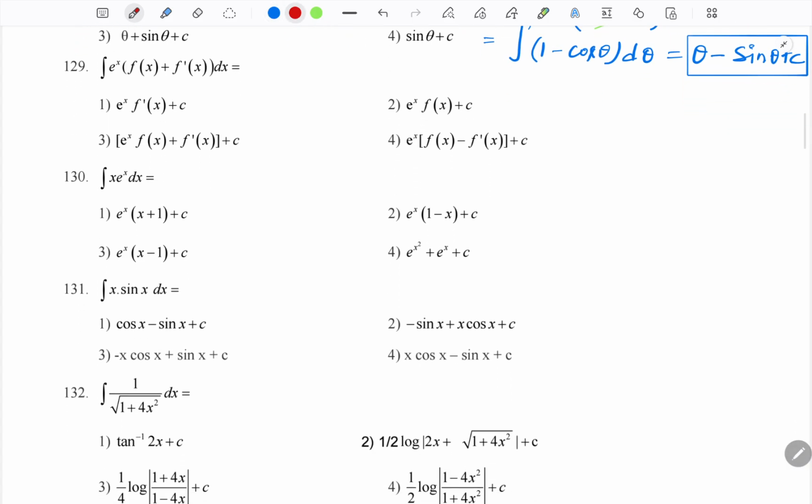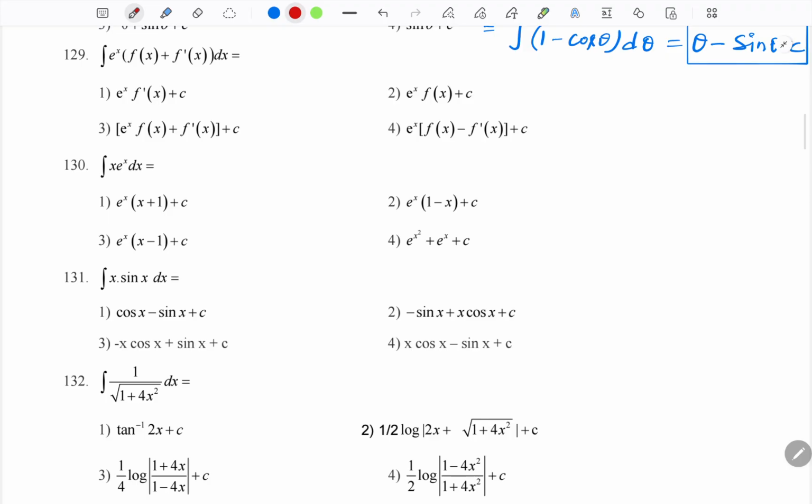Next question. It's a straightforward question, right? It's just 1 second in your examination. Students, you tell me how much time it takes. E power x times (f of x plus f dash x) is e power x times f of x. Option 2, right? It's just a 1 second question.